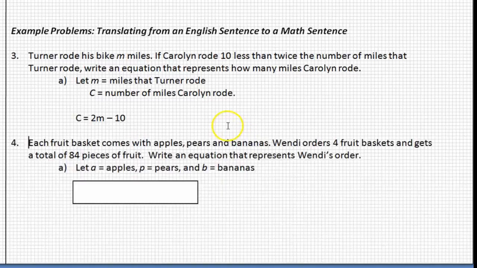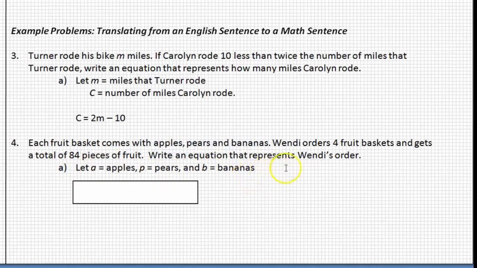Alright, here's our last one. Each fruit basket comes with apples, pears, and bananas. Wendy's orders 4 fruit baskets and gets a total of 84 pieces of fruit. Write an equation that represents Wendy's order. So again, I provide you a let statement. Going forward in class and in other future lessons, you will need to write your own let statement. But we're dealing with apples, pears, and bananas, so we're going to have a variable for each of those.